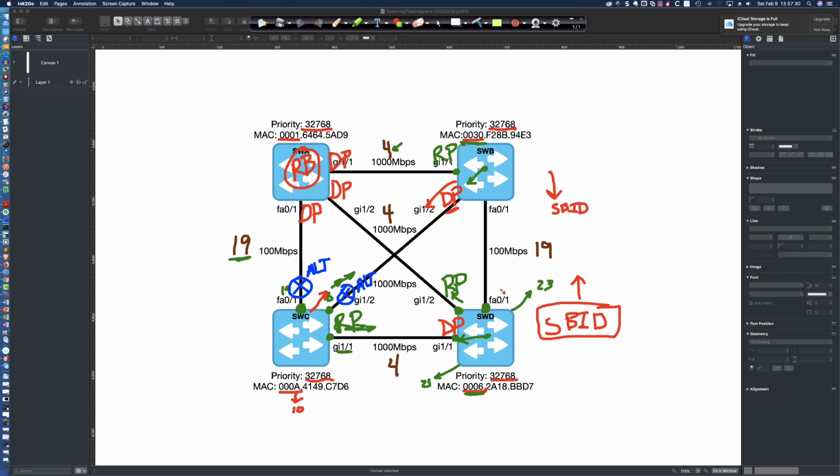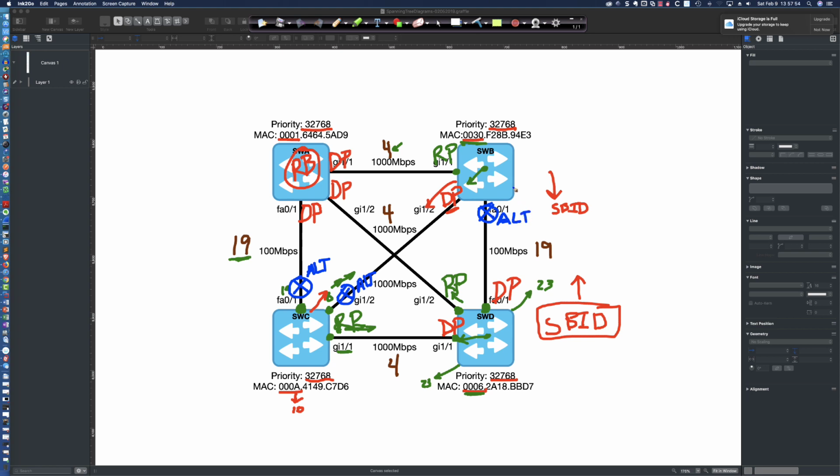So switch D says, thank you very much. I am going to go ahead and I am the designated port because my bridge ID is superior, i.e. lower than your bridge ID. And so what does that leave us with? We'll come down here, and that is my alternate blocking port.